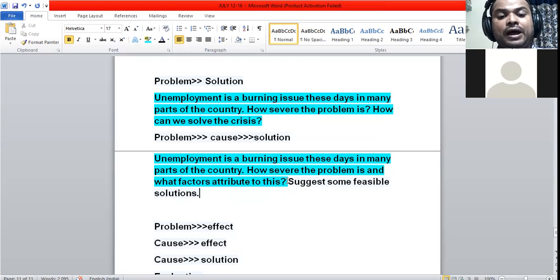Okay, so I have the next question here. Unemployment is a burning issue these days in many parts of the country. How severe is the problem and what factors contribute to this? Suggest some feasible solutions. So we have problem, we have cause, and we have solution here. There are three parts we need to answer here.